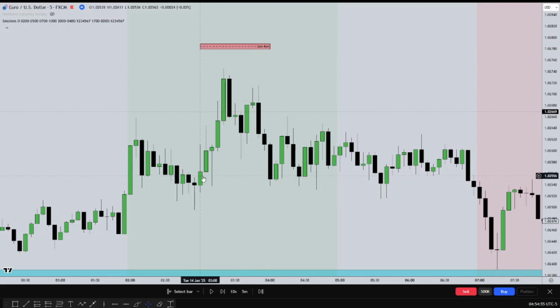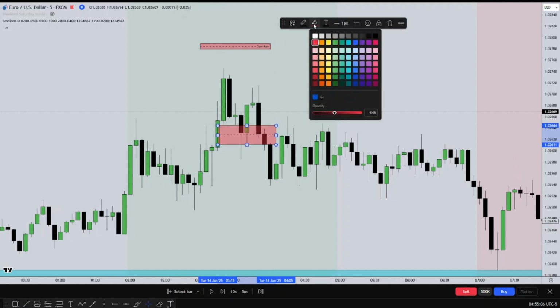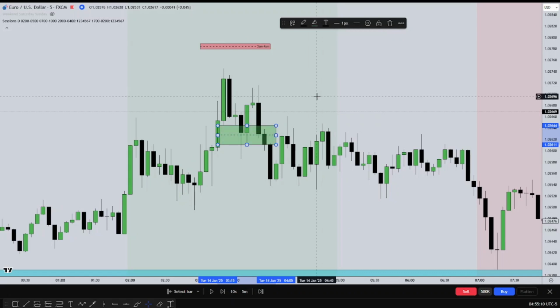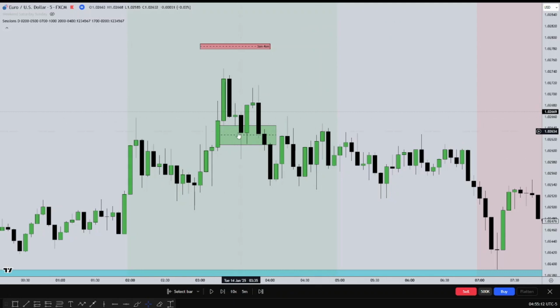Now, during this time range, price traded higher, left the fair value gap, which would have been your entry level. This would have been the entry. Price retraced back to the fair value gap, respected it, but failed to create a new high, traded lower, took out the low, and did a few consolidations.